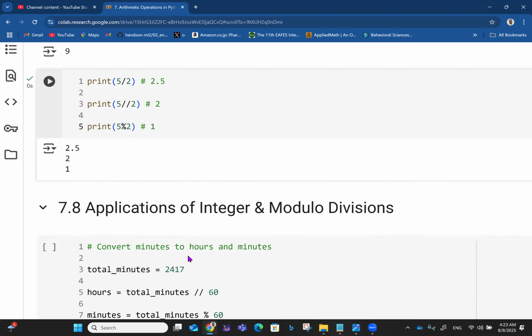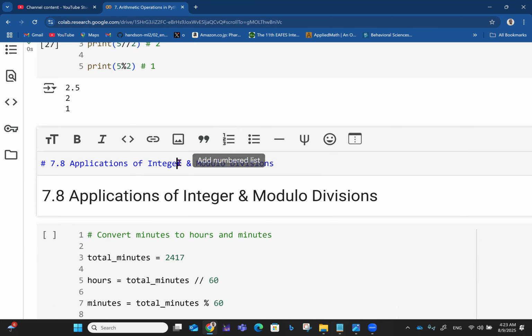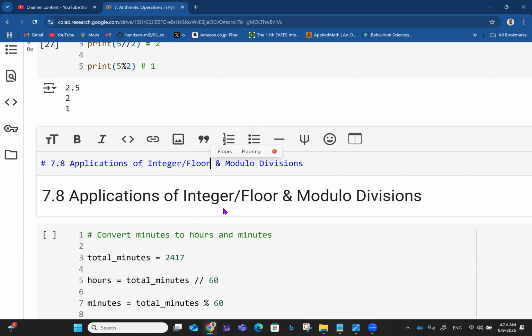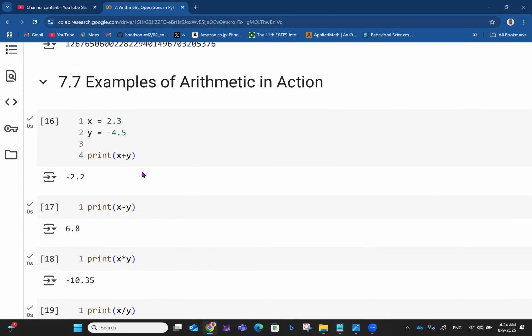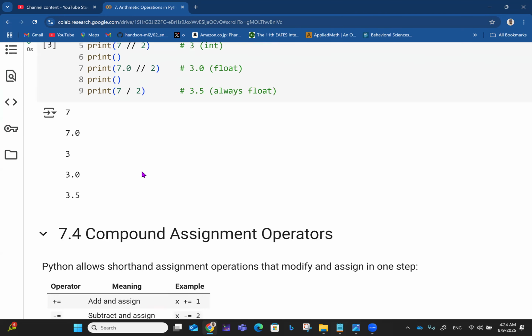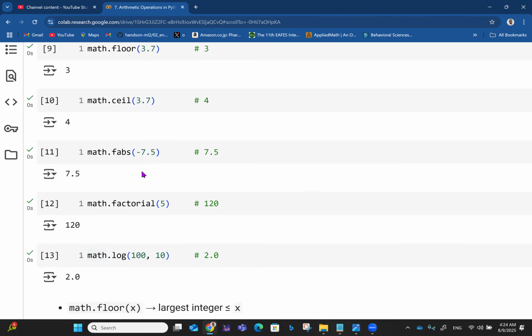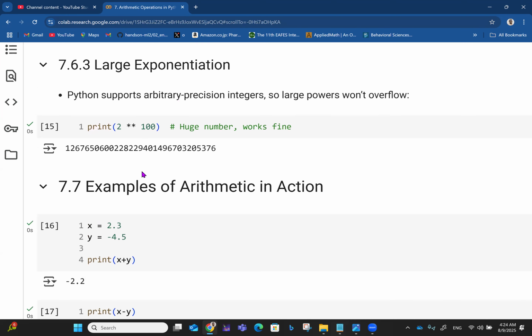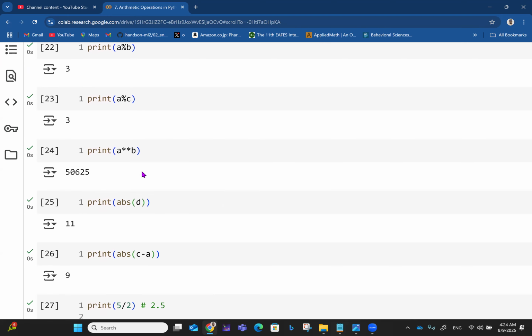So now, let's see what are some applications of integer and modulo divisions. Of course, don't forget integer division is the same thing as floor division. Is it floor? Yeah, floor division. Yeah, integer, because we just care about the number of times that thing goes, and we don't care about the remainder. That's why it's called floor or integer division.